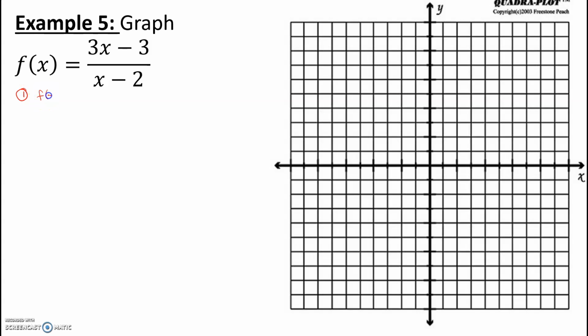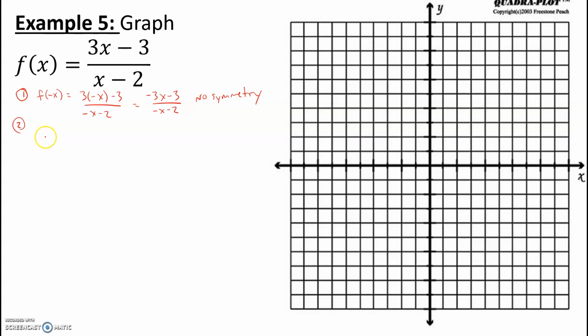So we're going to do f of negative x. So we have 3 times negative x minus 3, and then negative x minus 2. And then we'll simplify it and see what happens. We have negative 3x minus 3 and negative x minus 2. Definitely not the same, so we don't have symmetry with our y-axis. And it's also not the opposite, because the opposite would have been negative 3x plus 3 and negative x plus 2. So this is no symmetry. It's neither. Which again is okay. It doesn't have to have symmetry.